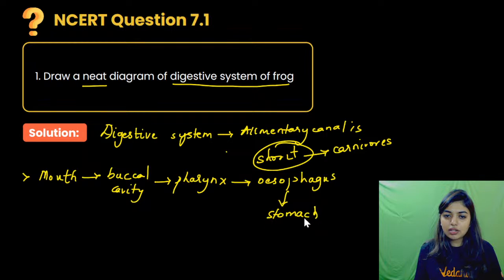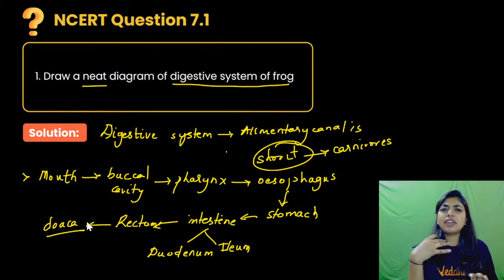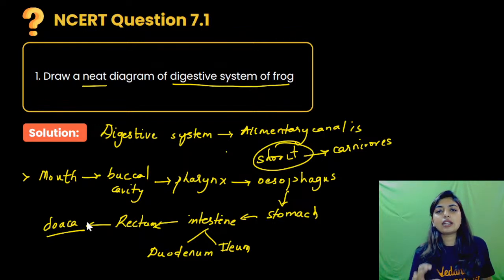See, very similar to us, no? From the stomach it will go to the intestine. The intestine has two parts, the duodenum and the ileum. From the intestine it will go to the rectum. From the rectum it's going to go to the cloaca. This is how it is going to happen. Very, very similar to that of humans, right?